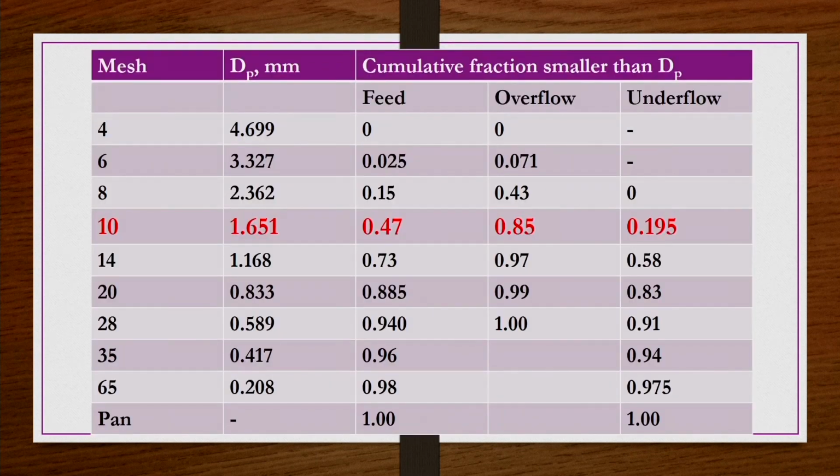effectiveness. So, this information is given in the table in the problem, mesh versus DP information for a feed, overflow and then underflow under the cumulative fraction smaller than DP information. 4 to 65 mesh and then pan have been used, and the reference screen is 10 mesh screen. So, from here what we get, this should be your XF, this should be your XP and this should be your XR. So, you know XF, XP, XR, and you can calculate recovery, rejection, and even the effectiveness.